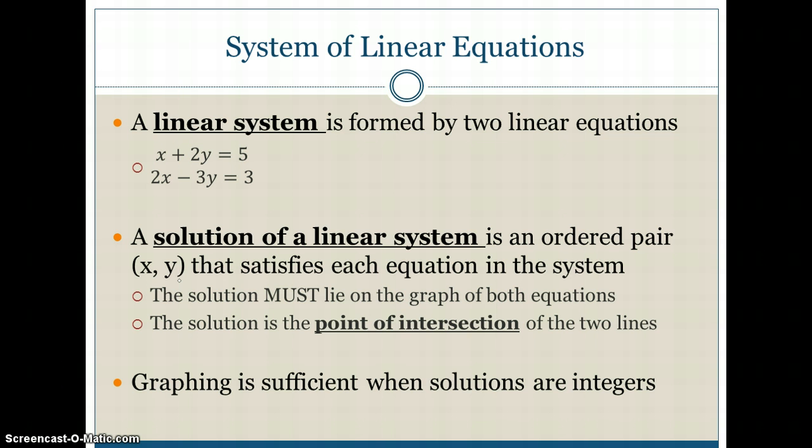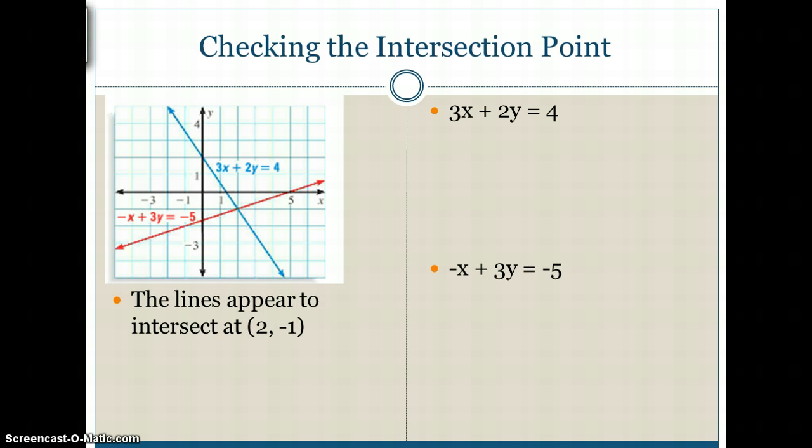So graphing is a good way to do this when the solutions are integers. It's difficult to estimate fractions or decimals or anything that we don't know as far as integers go. So we like to do these when we can have integer solutions. But let's take a look at a couple things. We'll start simply by already having a graph given to us.